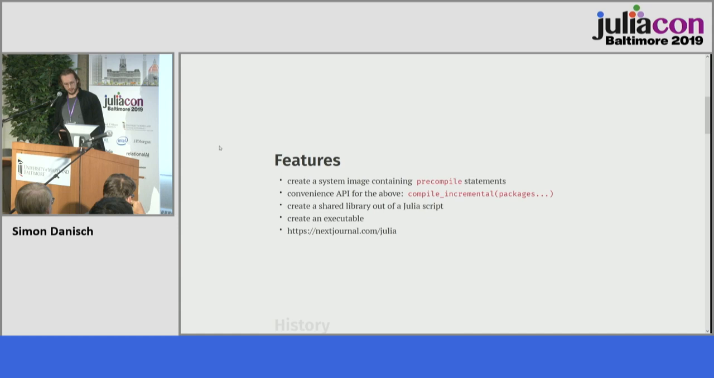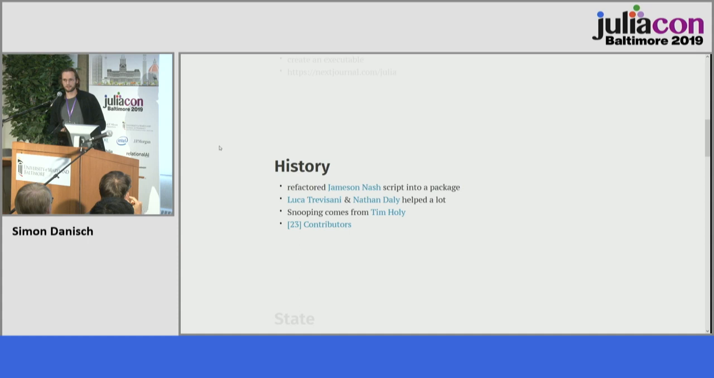What's the history? It basically started by me refactoring a script from Jameson into something more like a package. And I added snooping on top of it, which Tim Holy implemented, but I brought it together. Snooping is the process of going through your program and seeing what functions get called to then actually ahead of time compile those functions. Luca and Nathan did a lot of work for some time and made a lot of PRs and improved stability, especially for the executable generation. And it has in total 23 contributors. So quite a lot has happened.